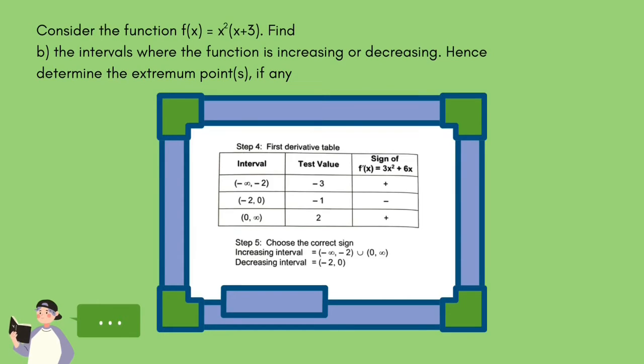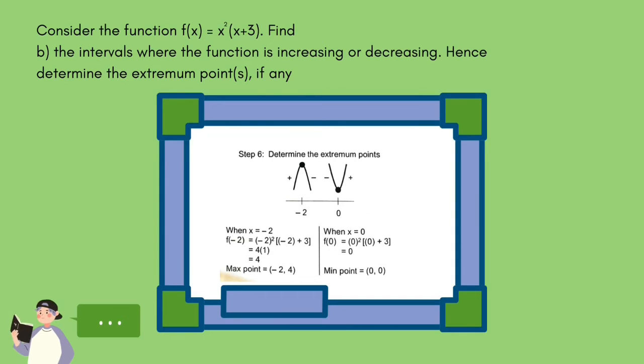Step 4. First derivative table. So, this is the kind of table that needed to be constructed. Step 5. Choose the correct sign. Step 6. Determine the extremum points. When x equal to negative 2, we substitute the value of x into the equation. So maximum point is negative 2, 4. When x is 0, we substitute the 0 value into the equation. So minimum point is 0, 0. That's the solution to the B question.